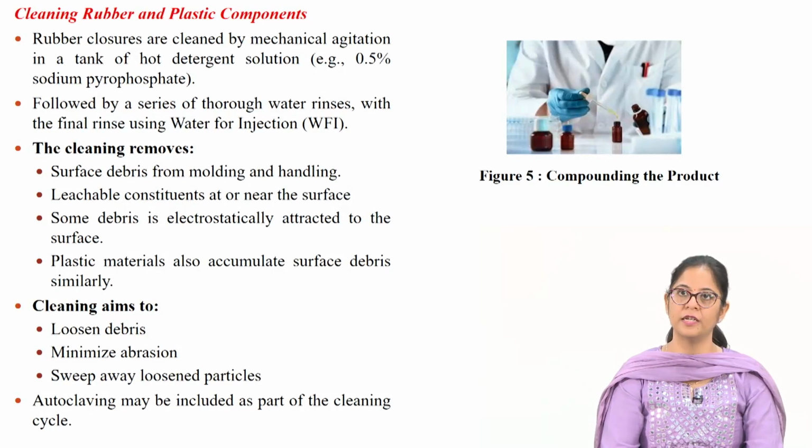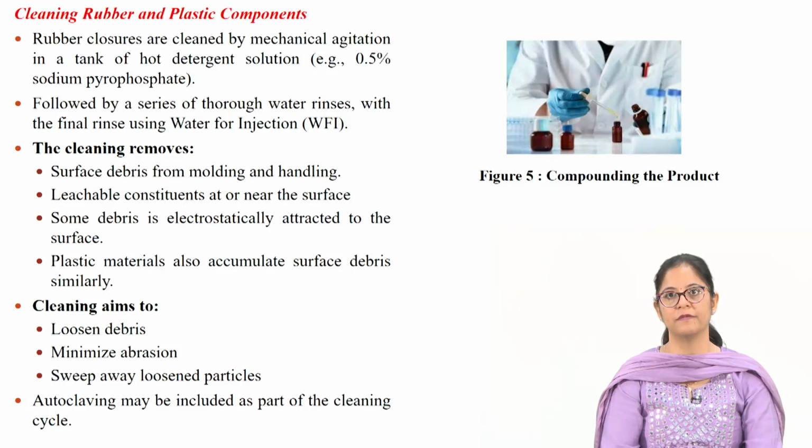Rubber closures are cleaned by mechanical agitation in a tank of hot detergent solution, generally 0.5% sodium pyrophosphate, followed by a series of thorough water rinses with final rinsing by water for injection. The cleaning removes surface debris from molding and handling, and leachable constituents at or near the surface.